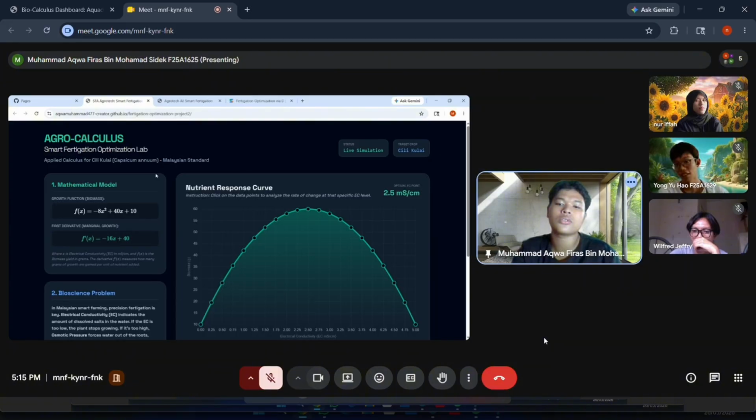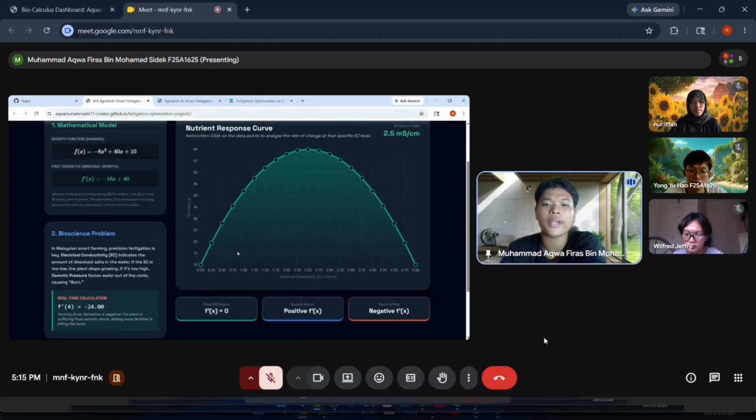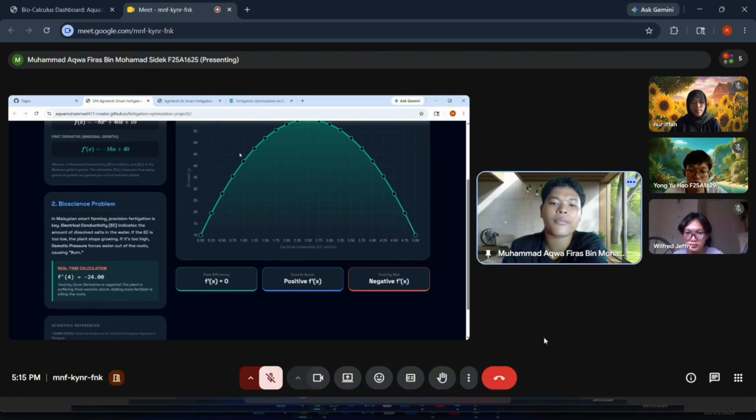Okay, let's look at the live model. At the point 1.0, as we can see, the derivative f'(x) is high and positive. In layman's terms, the plant is hungry. Every gram of nutrient added here results in a massive jump in growth.